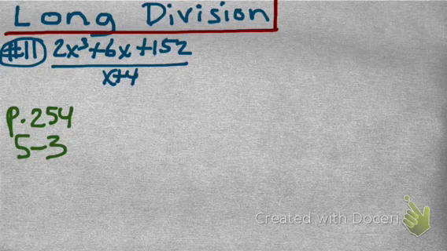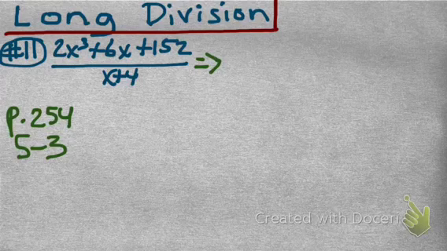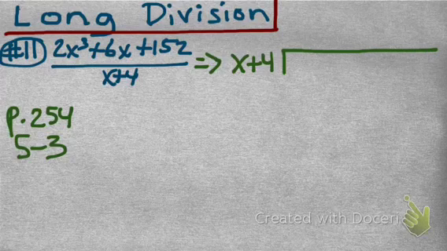Long division, this is number 11 on the 5-3 worksheet, page 254. It's written in fraction form, so to use long division, I take the denominator, and that goes out in front of my long division box, and the numerator terms go inside.